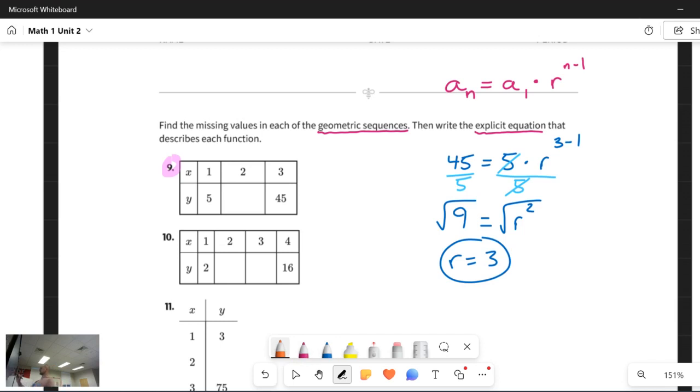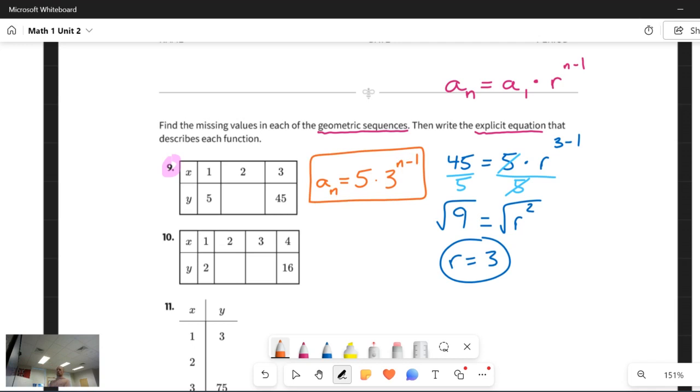So we're going to go back up here, and we're going to say, all right, if we're looking for a of n, our explicit equation, is equal to, we know our a of 1 is 5, that doesn't change, times our r, which is 3, to the n minus 1 power. This here gives us our explicit equation.